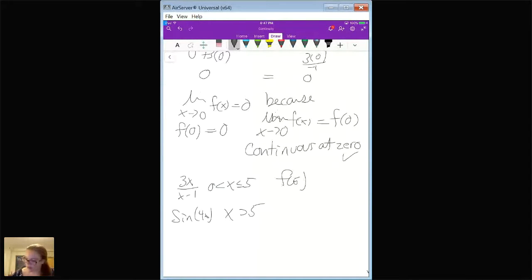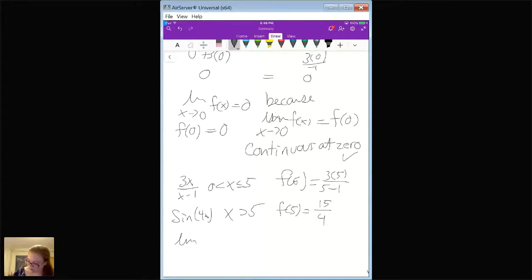In order to find out f of 5, we only have to plug it into the function where it's equal to 5. So we just have to plug it in here. 3 times 5 over 5 minus 1. We get 3 times 5 is 15 over 4. That is our f of 5. So it exists. We've got f of 5. Now we have to test our limits.